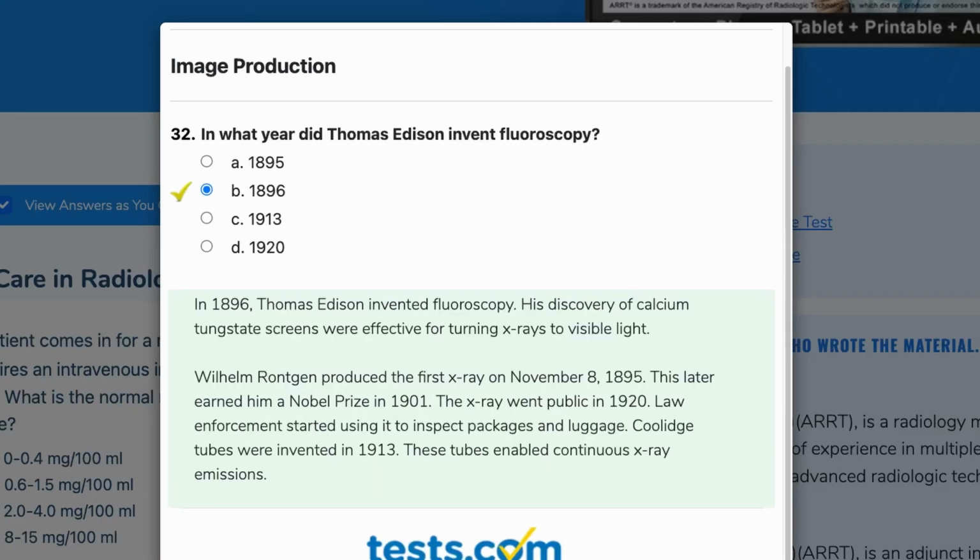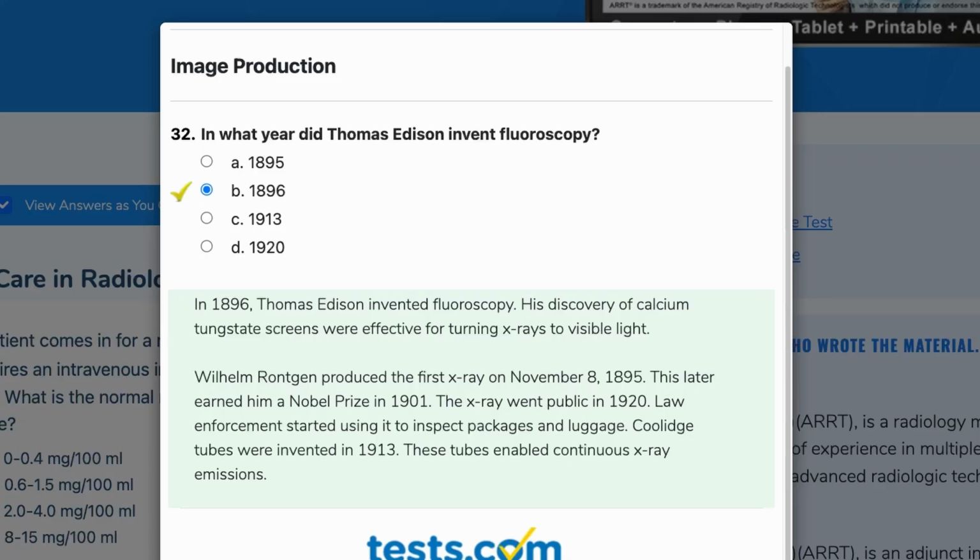In 1896, Thomas Edison invented fluoroscopy. His discovery of calcium tungstate screens were effective for turning X-rays to visible light. Wilhelm Röntgen produced the first X-ray on November 8th of 1895. This later earned him a Nobel Prize in 1901.